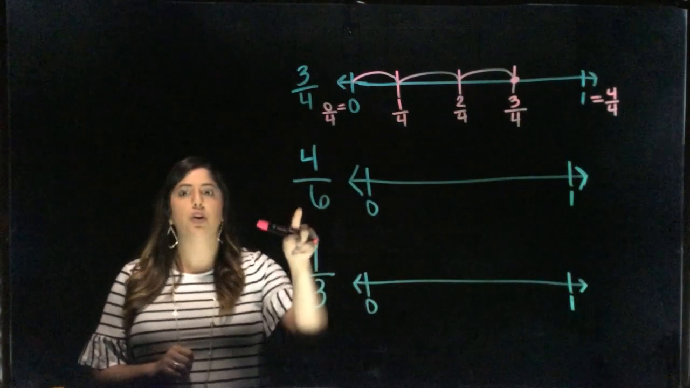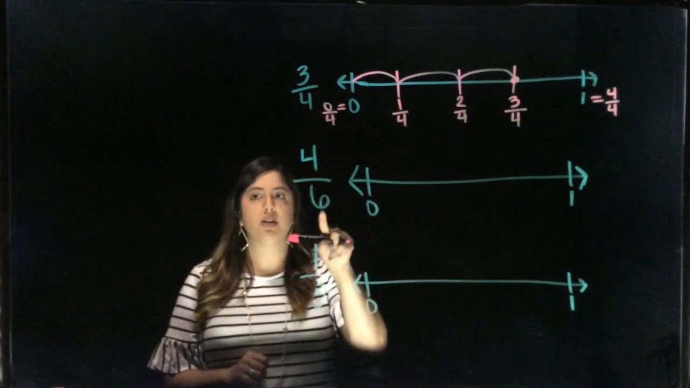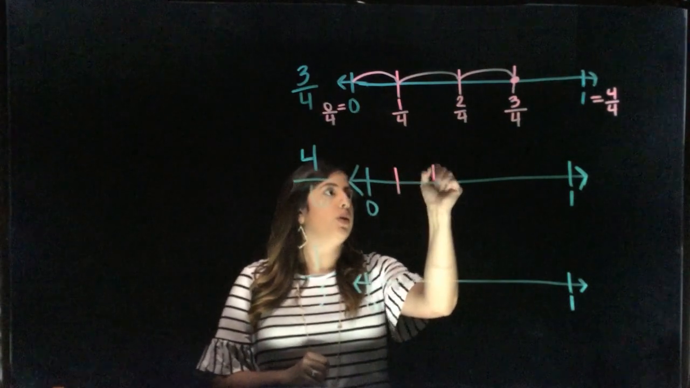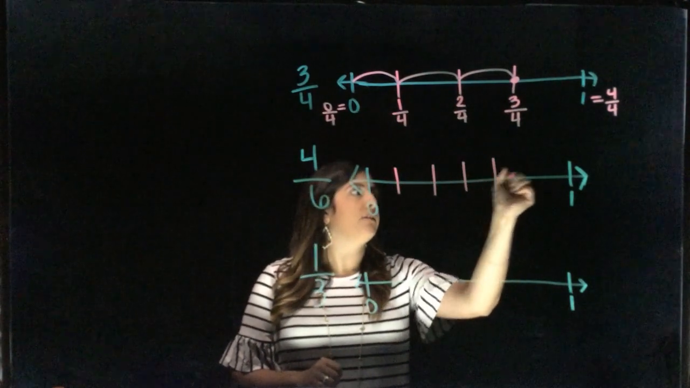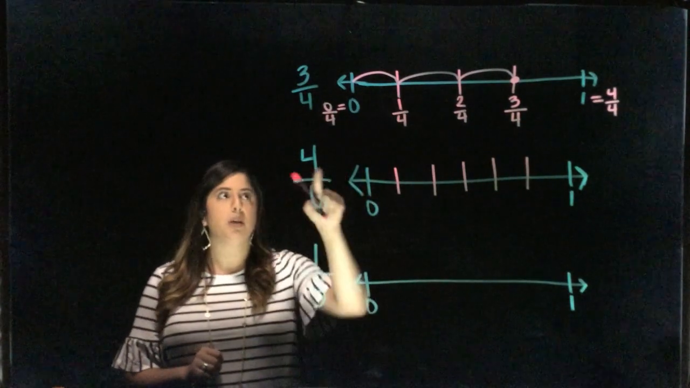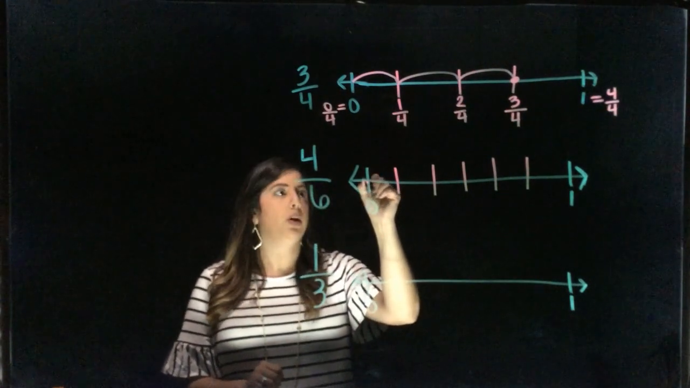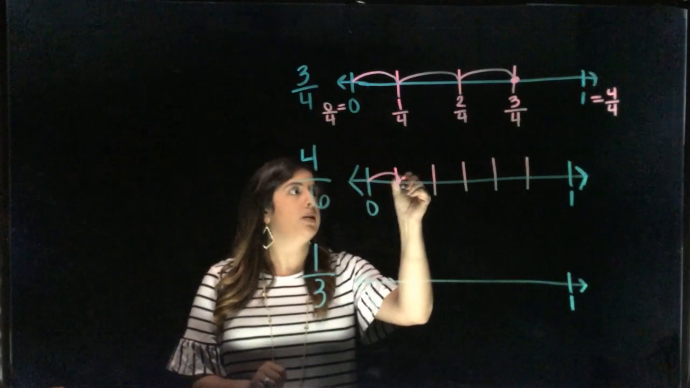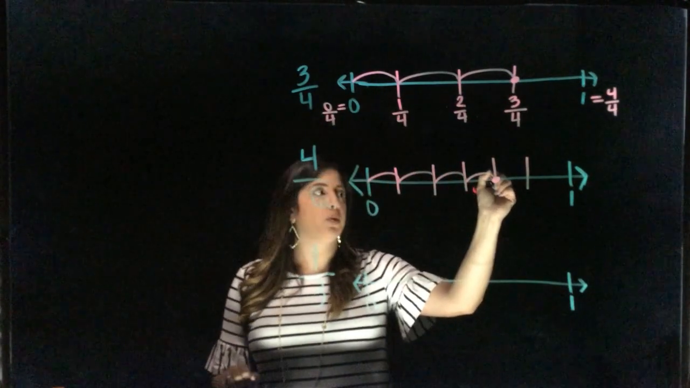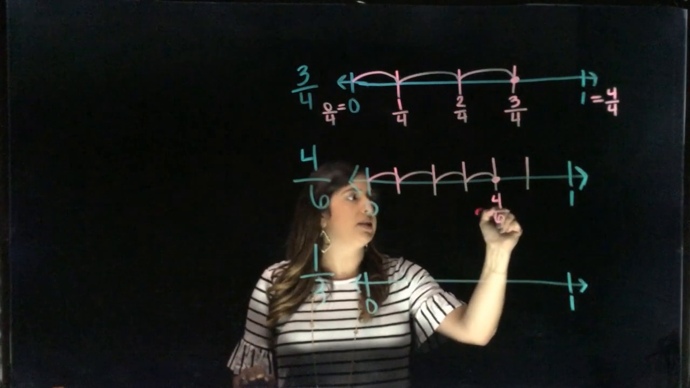Our fraction is 4 over 6. So I need to put my tick marks. I know my denominator is 6, so I need 7 tick marks. I have 1, 2, 3, 4, 5, 6, 7. Now we can do our jumps. My numerator is 4, so I'm going to do 4 jumps starting at 0. So start at 0, 1, 2, 3, 4. Put your dot on the number line. So now we need to label it. This dot represents 4 over 6.